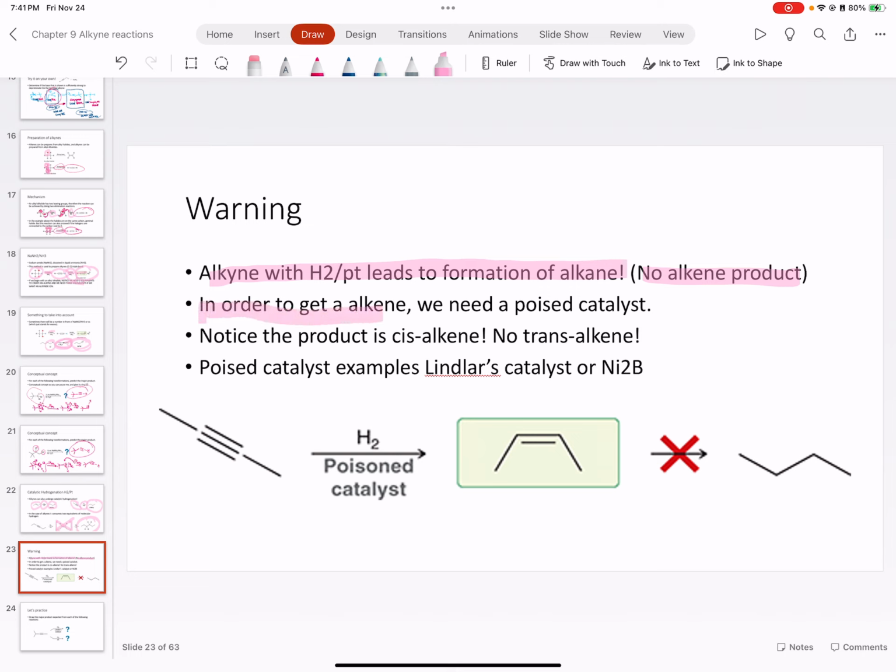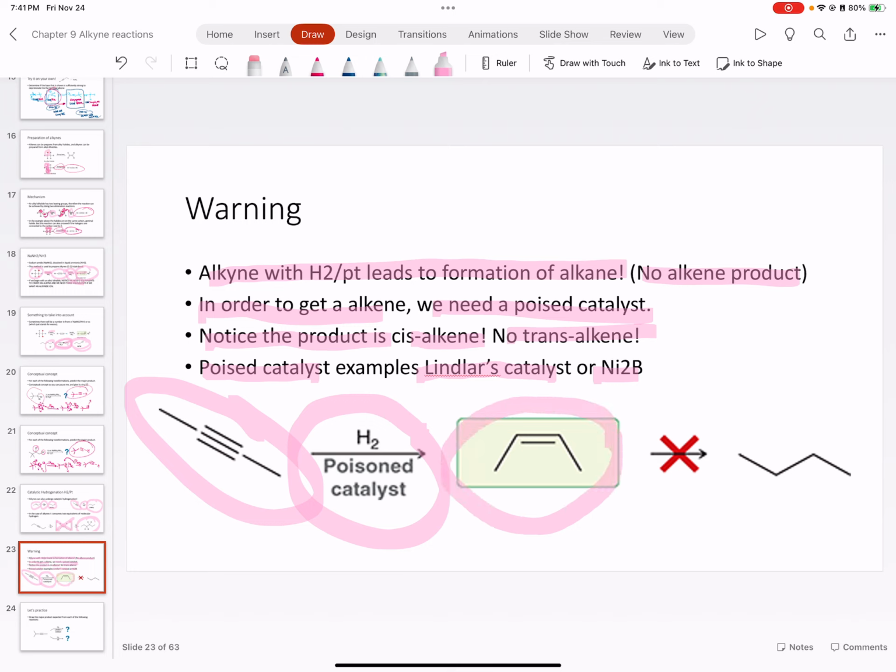So in order to get an alkene, we need a poisoned catalyst. Notice the product is cis alkene, not trans alkene. With a poisoned catalyst, we have Lindlar catalyst or Ni2B. So if we have an alkyne and we use H2 with a poisoned catalyst, we get a cis alkene. We don't get a trans alkene.